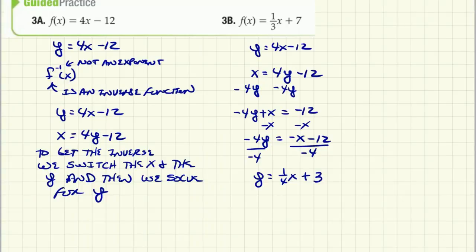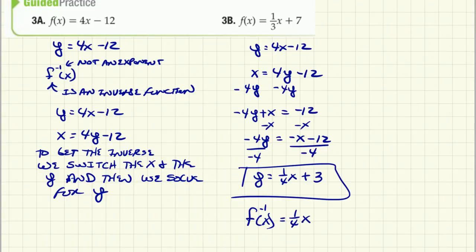So my inverse function of y equals 4x minus 12 is y equals 1/4 x plus 3. When I write this, I would write f negative 1 of x equals 1/4 x plus 3. Pretty straightforward. The only real trick here is that we take the x and the y and switch them, and then we solve for y. All right, we're going to try one more.